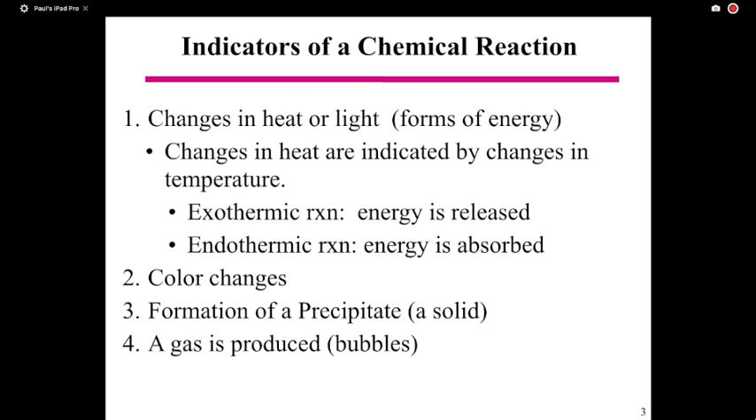You can also see a color change. That is an indicator that reactions are occurring. Now, you can have color changes that aren't reactions, but color changes usually indicate a reaction. We can form a precipitate, meaning two liquids that were perfectly clear and dissolved. If you mix them together and after they're mixed together you get a cloudy substance or a solid, a precipitate, that is a reaction that occurs. And the last, if you produce gas, you've done a reaction. So these are indicators of a reaction that's occurred.